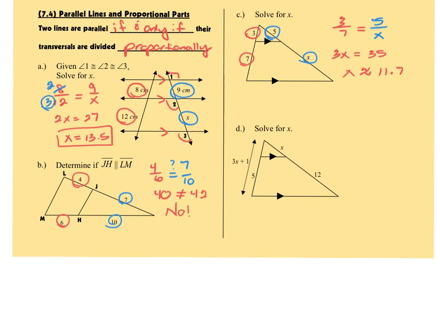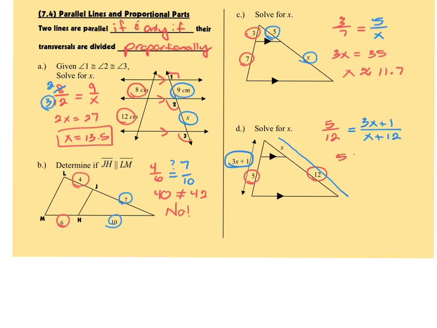The last one we're going to do is, again, we've got some parallel lines. We've got markings on the transversals, so they have been divided proportionally. I can see that the 5 is going to correspond with the 12. And I can see that I'm given this entire transversal of 3x plus 1. And I want to match that up to the entire transversal over here of x plus 12. Now I'm going to cross multiply these.